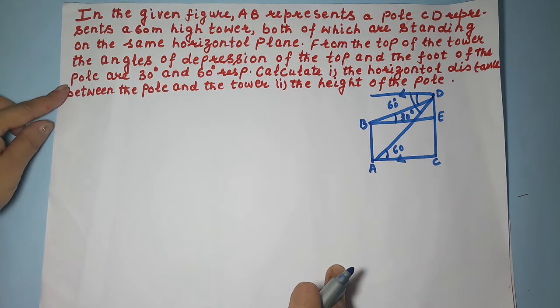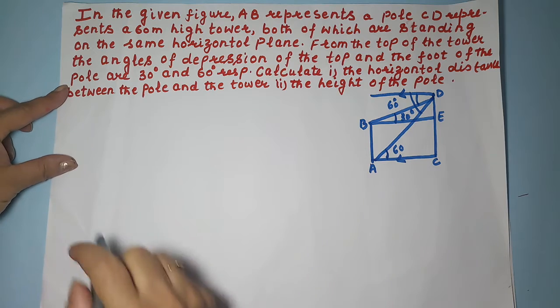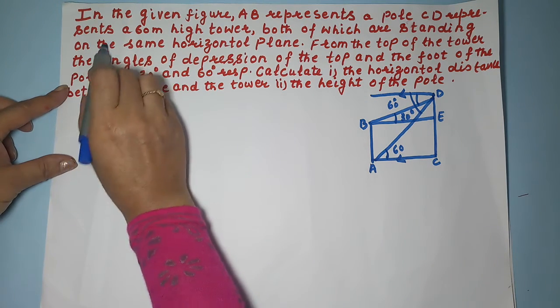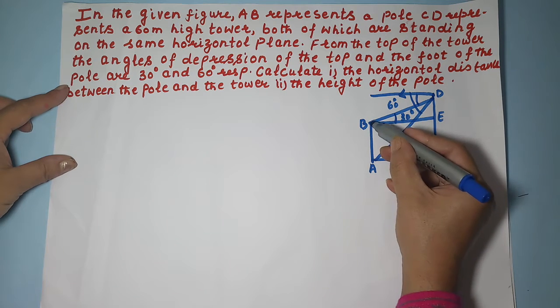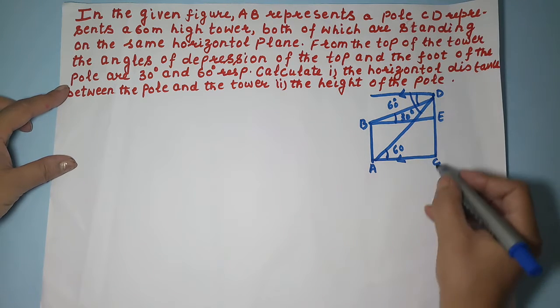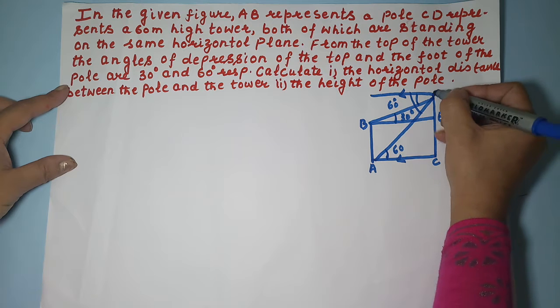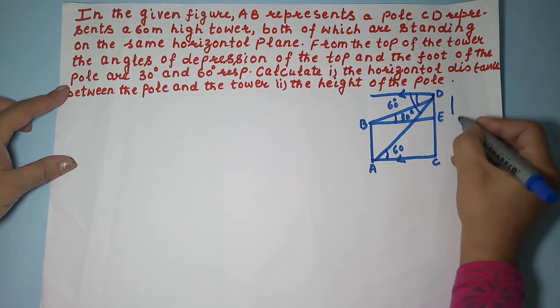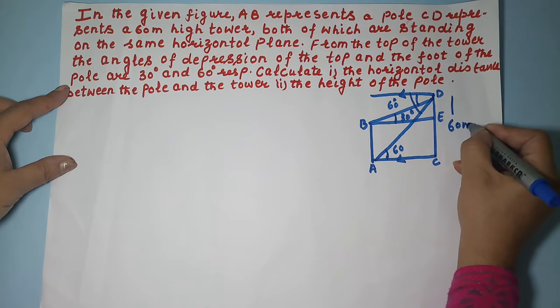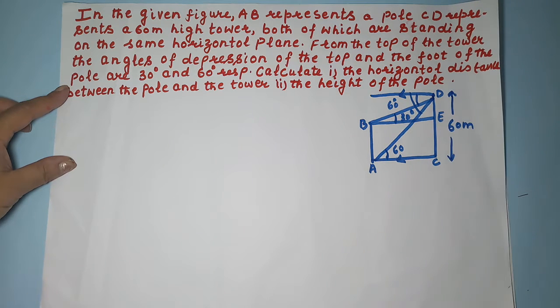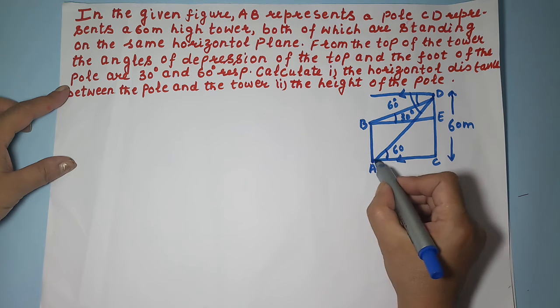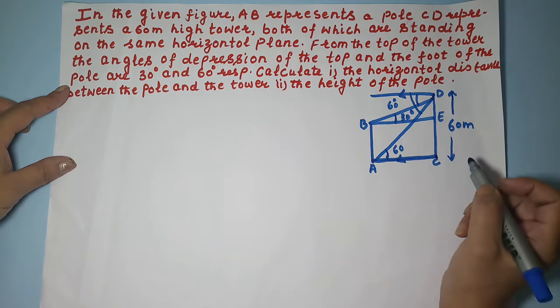Okay, we continue with the heights and distances. In this question, he's saying that a figure is given to us. In that, AB represents a pole, CD represents a 60-meter high tower. What is the length of CD? It is 60 meters. Both of which are standing on the same horizontal plane, that is AC.